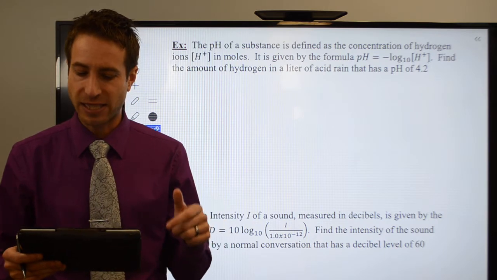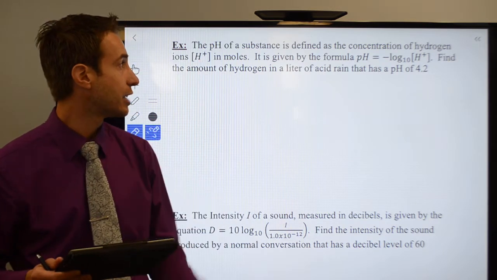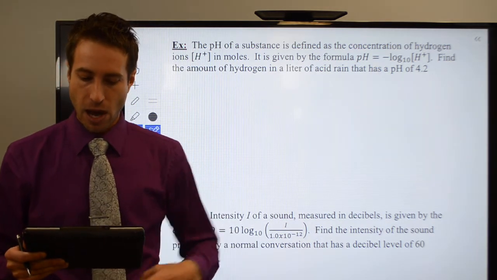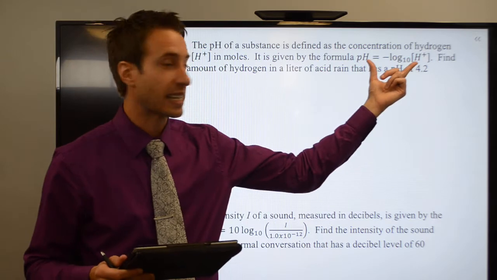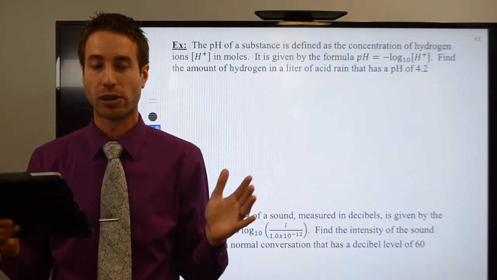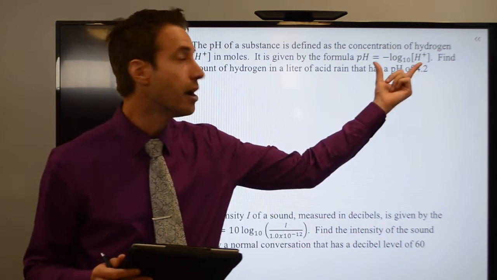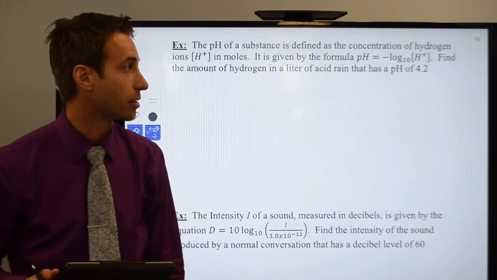The pH of a substance is defined as the concentration of the hydrogen ions, H+, in moles. We are given the formula for calculating pH. If you've had chemistry, you'll recognize that formula. If you haven't gotten to acids and bases yet, spoiler alert, I don't mean to steal your teacher's thunder, but this is how you're going to go back and forth between pH and hydrogen ion concentration.